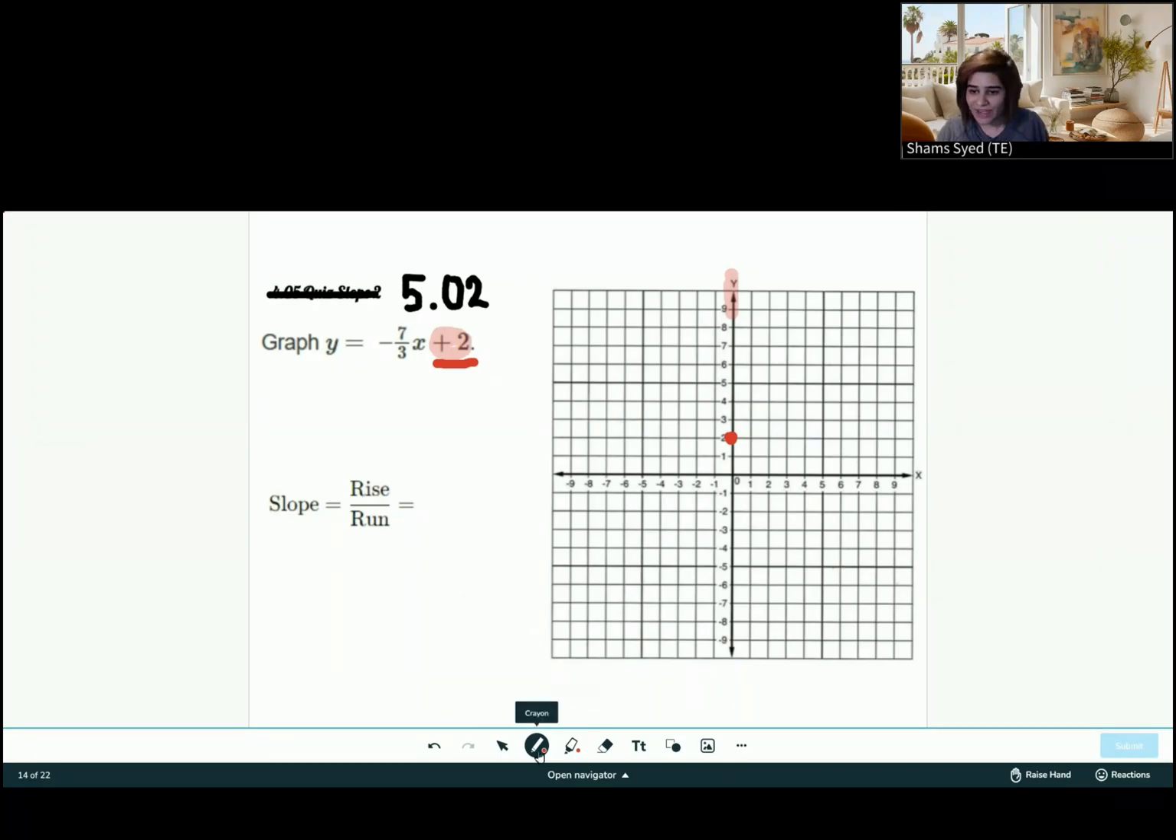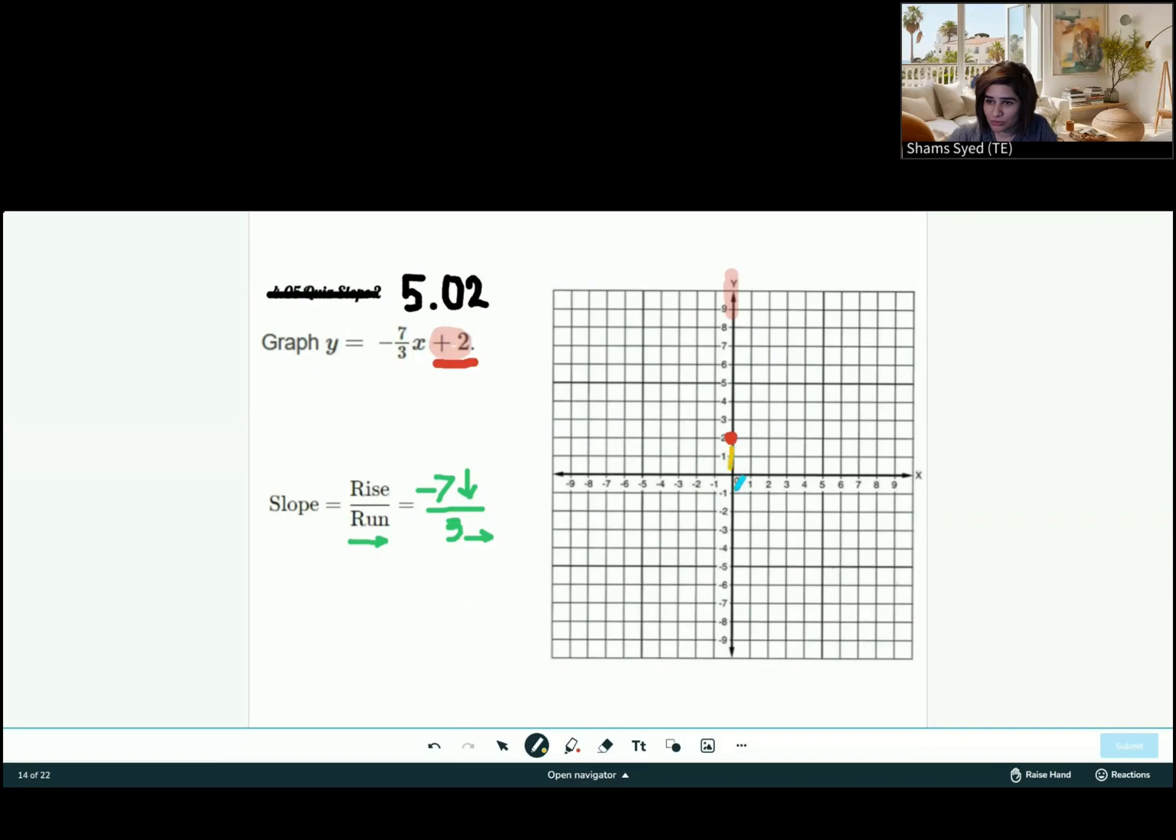Now, what pattern should I follow? The slope tells me the pattern. It's not a rise because it's a negative 7. Go down 7, and then go to the right 3. That's what it says, right? Running is going right. Rising is either up or down depending on the sign, and the sign is negative, so I go down. I will this time follow a yellow pen to go down 7.